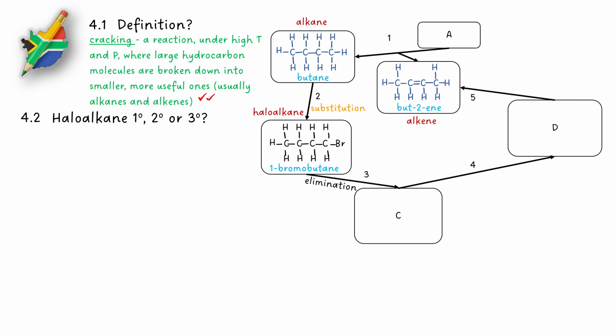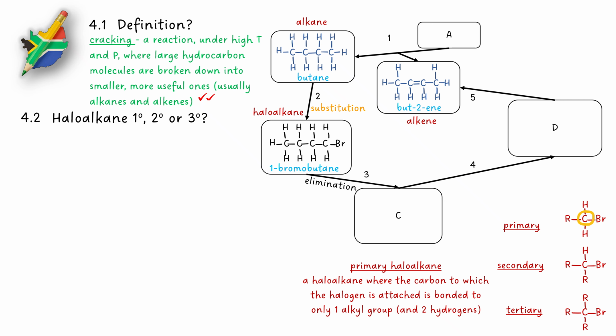We are asked in the next question if the haloalkane is primary, secondary, or tertiary. These are the general structures of primary, secondary, and tertiary haloalkanes, where the R groups are alkyl groups, that is, carbon-hydrogen chains. The R groups may or may not be the same. Notice that in a primary haloalkane, the carbon to which the halogen is attached is bonded to only one other carbon in the alkyl R group, and this carbon is also bonded to two hydrogen atoms.